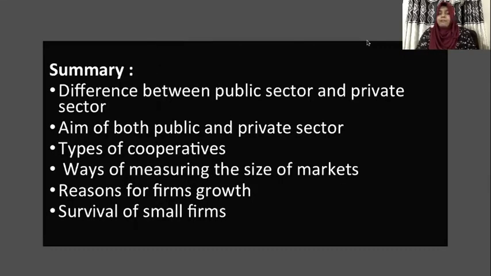As the main summary of today's class, you have studied different public sector as well as private sector businesses. You have also studied the aims of the public sector and private sector, different types of cooperatives, how to measure the size of a firm, and at the same time, the reasons for a firm's growth, the three major motives. You have also studied how small firms survive in the market. So these are the basic areas that I covered in today's class. In the next class, how firms might grow in size will be covered.